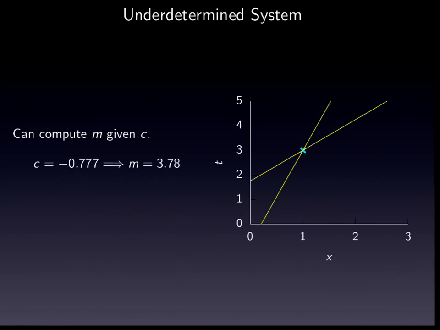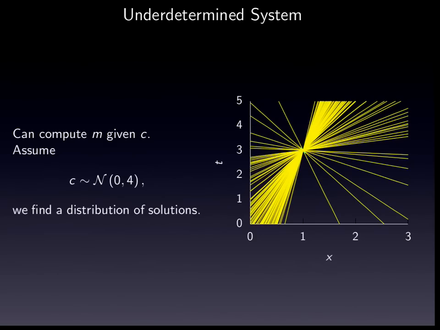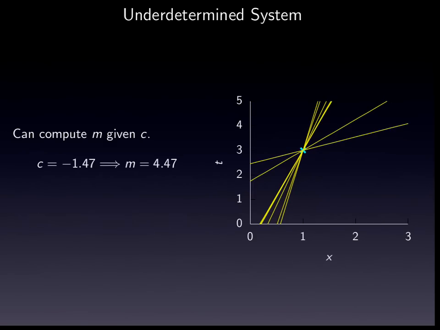Well, here's another c. This c is minus 0.77. Here's another c. This one's minus 4. Here's another c, minus 0.718. Another c, and so on. Now there's no noise here, so all these lines are going through. But what could I do?